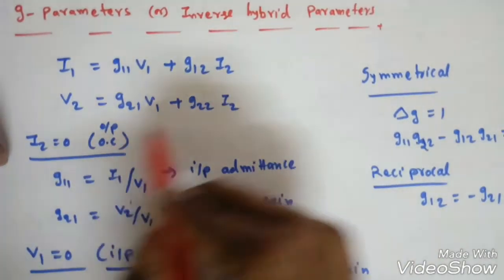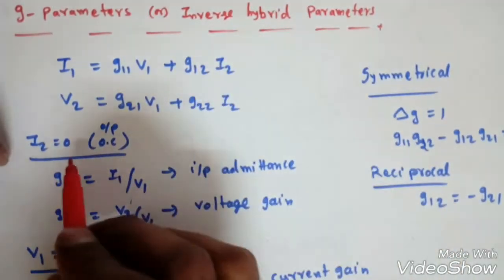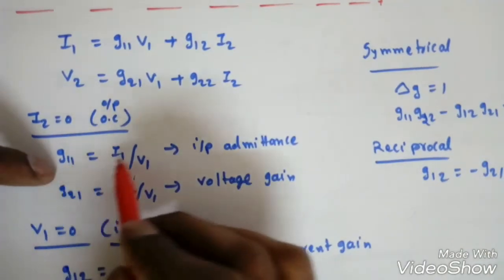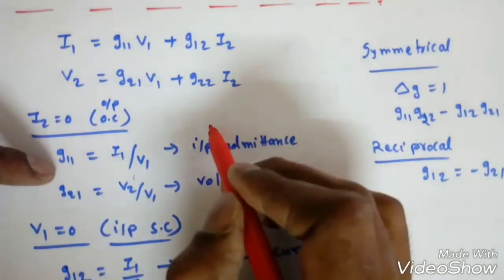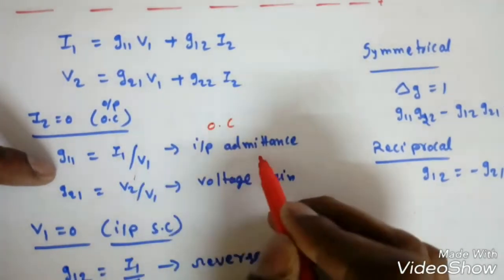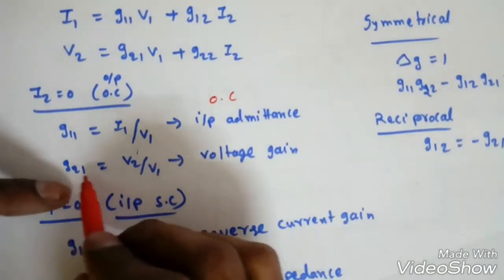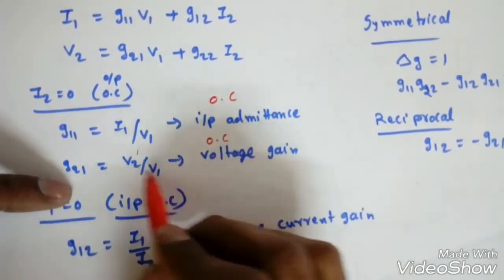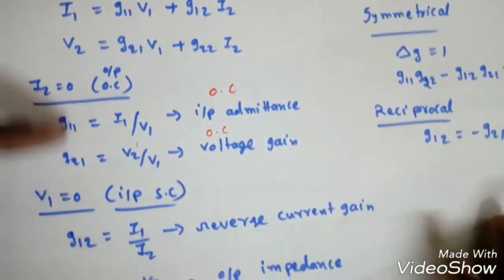Now how to find the parameters? First we will make I2 0, so that the output is open circuit. In that case we can find G11 as I1 by V1. So this is called open circuit, I by V, input admittance. Similarly, G21 is V2 by V1. So it is open circuit voltage gain, that is output voltage by input voltage.